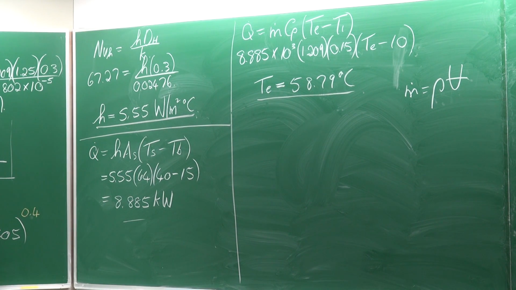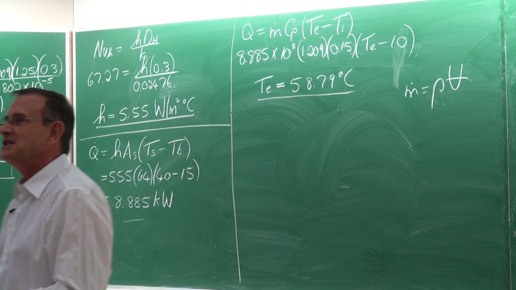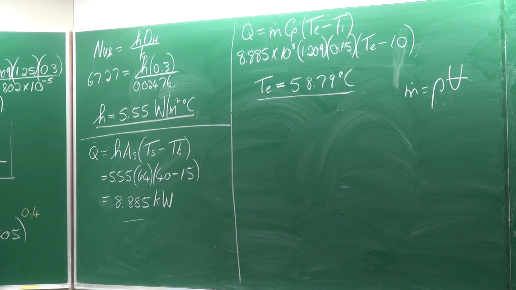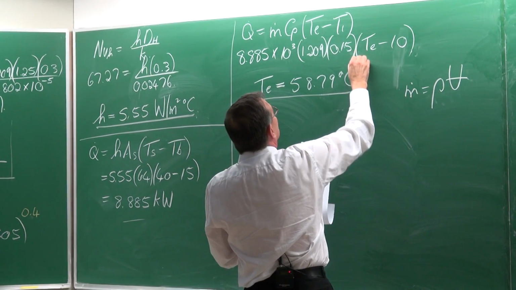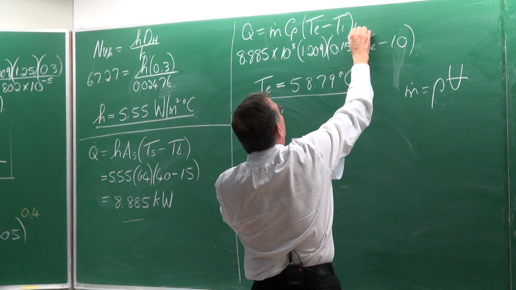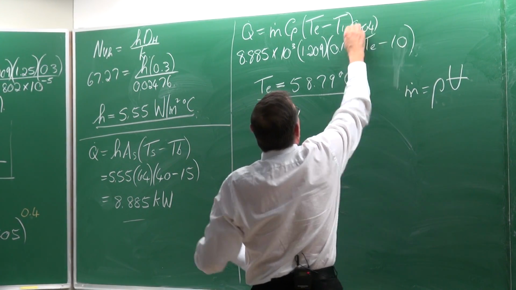Q is supposed to be negative. In heat transfer, we don't work with negative. We sort of always know. Yes? Sorry? CP, oh, I forgot to put in the CP value. You can put it in there, it's 1004, you're right.